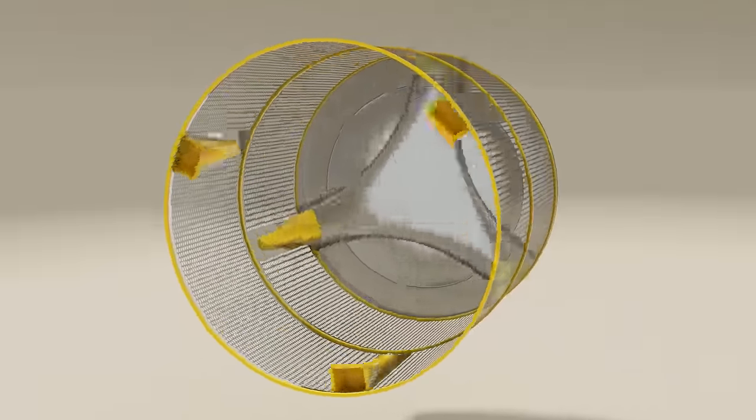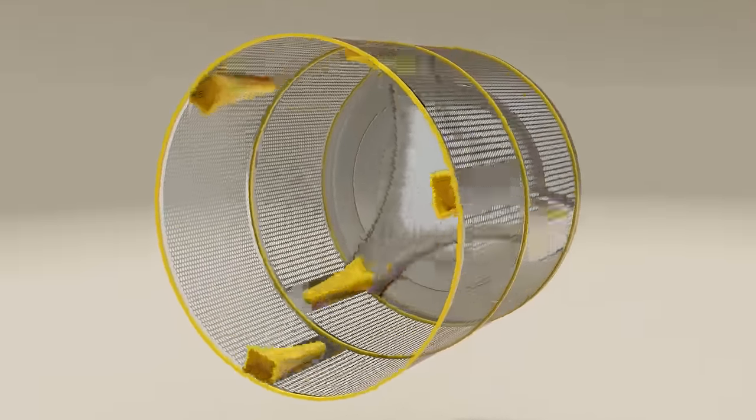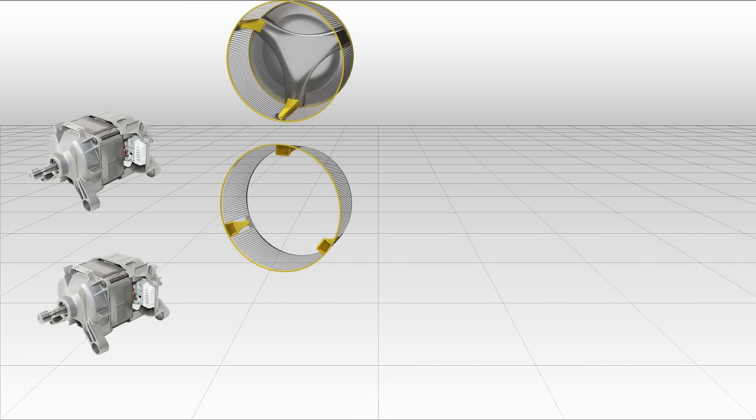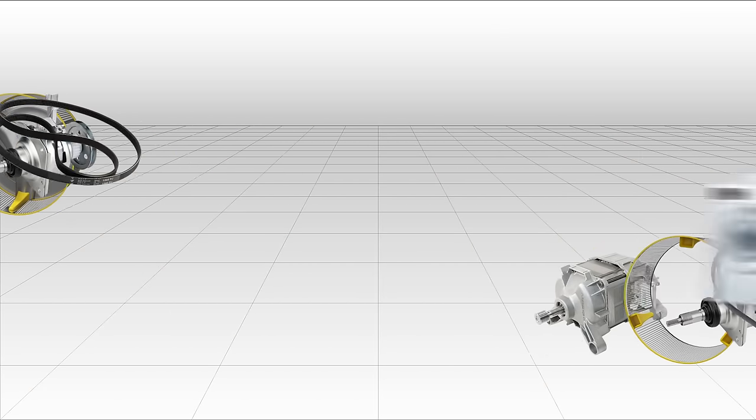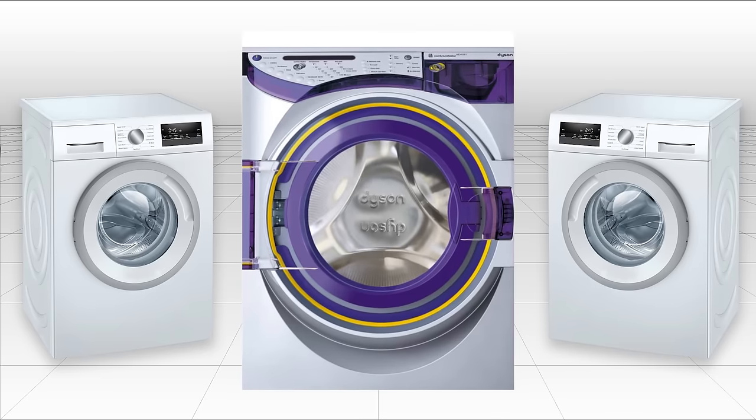In order for the Dyson engineers to make this happen, compared to a traditional machine, it had 2 of everything. 2 motors, 2 drums, 2 clutches, 2 drive belts. You were effectively buying 2 washing machines stuck together in one big package.